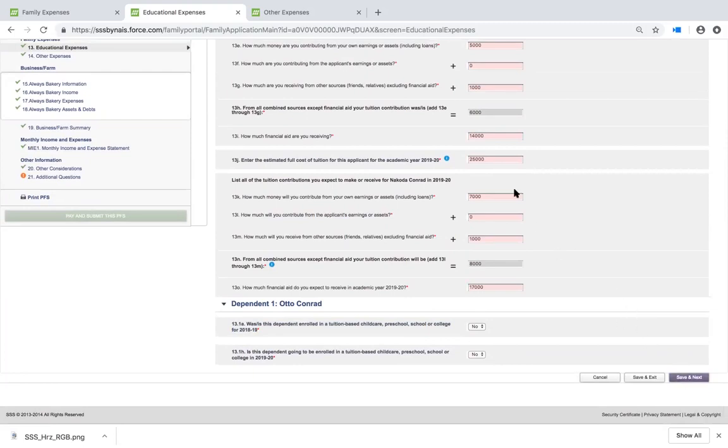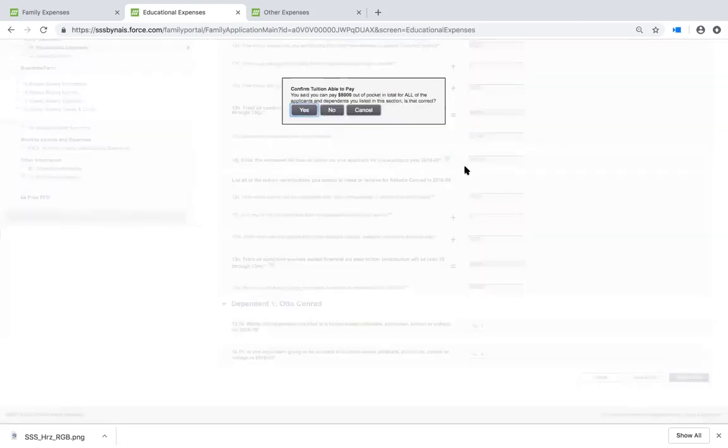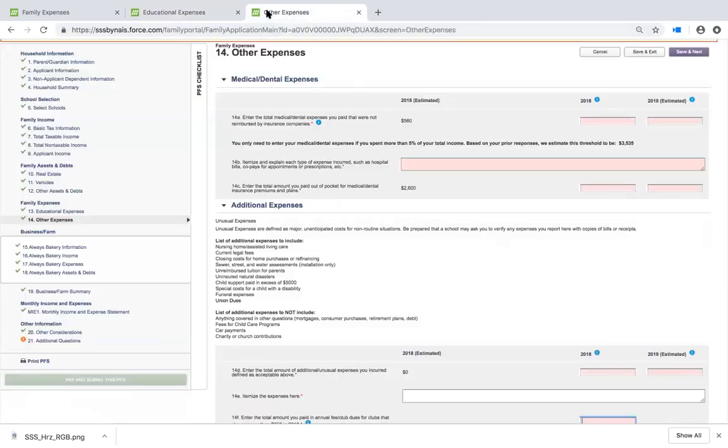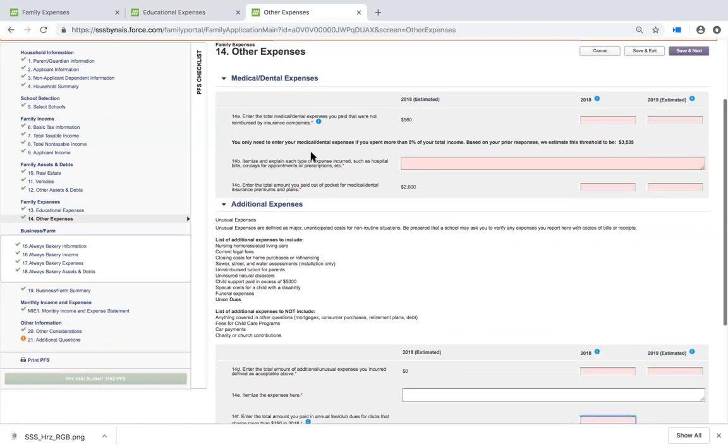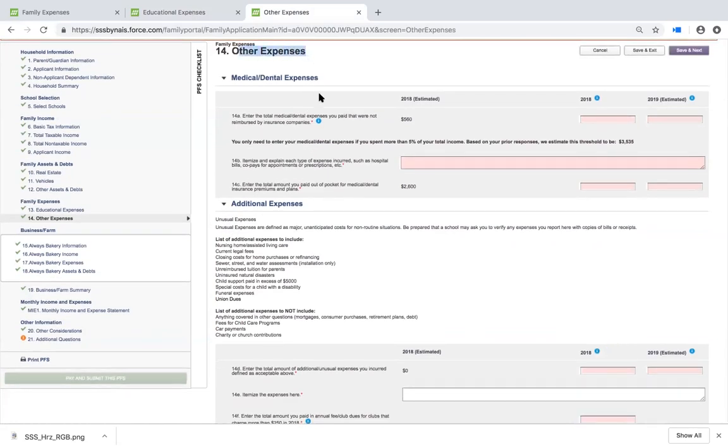When we click Save and Next, it will come up with a pop-up box that will add up all of our contributions and give us that amount. So it says, you said you can pay $8,000 out of pocket for all of your applicants and dependents listed in this section. Is this correct? If it's not correct, you can click No or Cancel to make a change to your contribution amounts. Or if it is correct, you can say yes to move on to the next section. If you say yes, your section will save and you'll move on to section 14, Other Expenses.